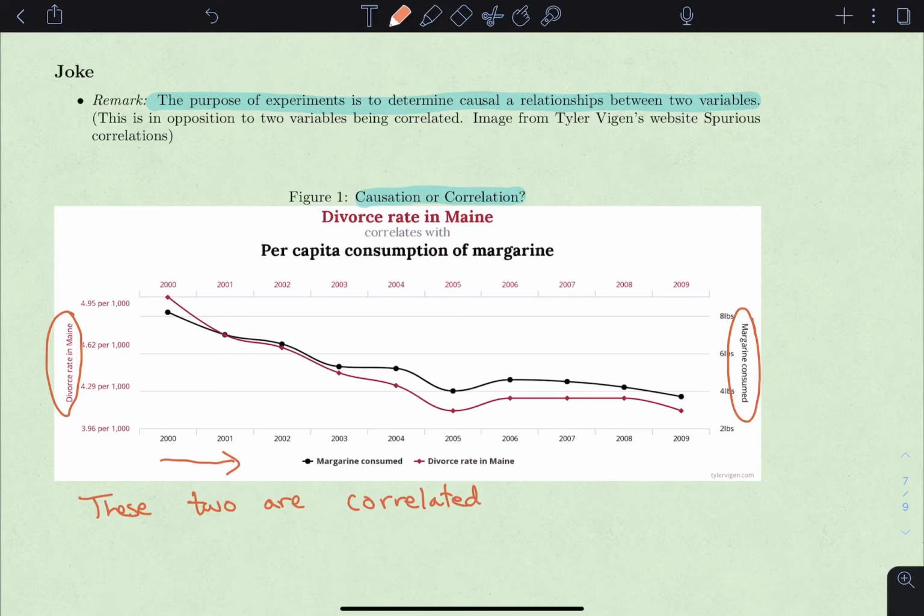And that is not a joke. That is the correct use of the word correlation. They are varying together. What they are not doing is causing one of another. There is no causal relationship.